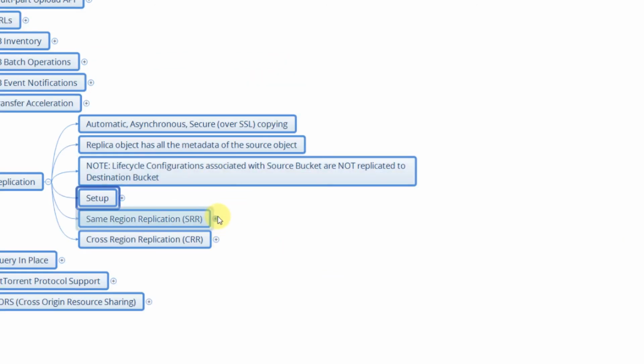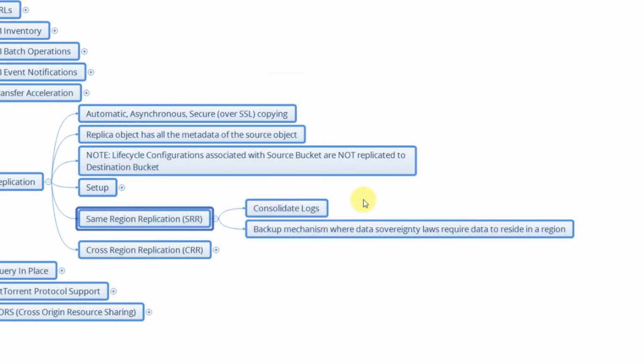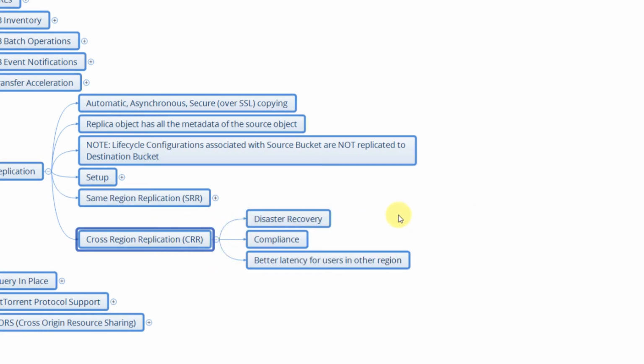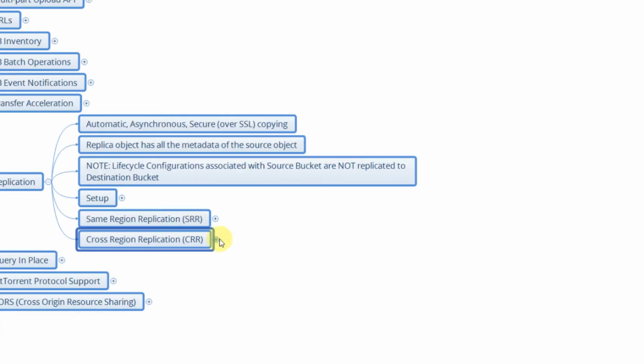Now, when would you use same region replication? If you want to consolidate logs in a region, and for backup mechanisms where data laws require data to be within a region and not leave it. When would you use cross-region replication? It's good for disaster recovery, for compliance requiring data to be present in a different geographical area, and to provide better latency for users in the other region.